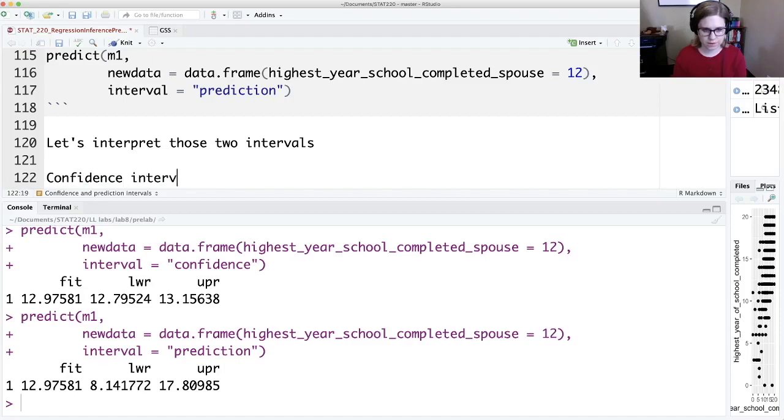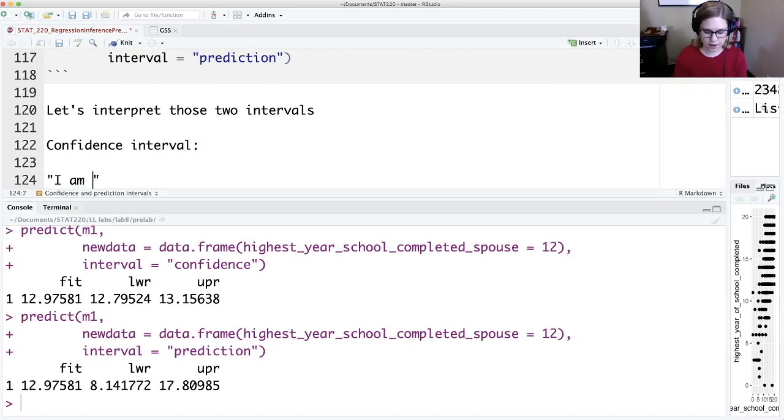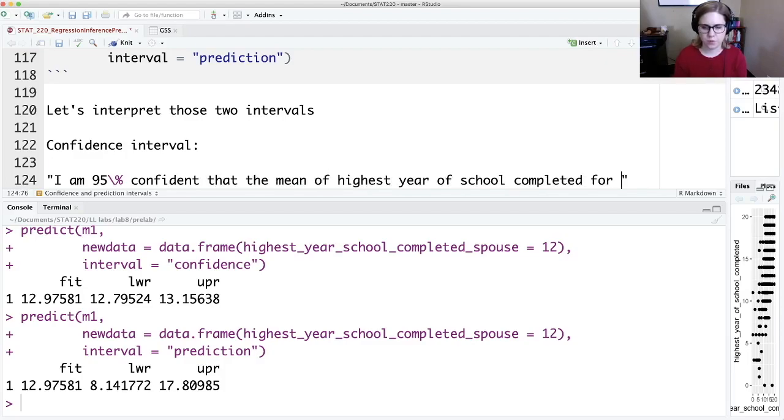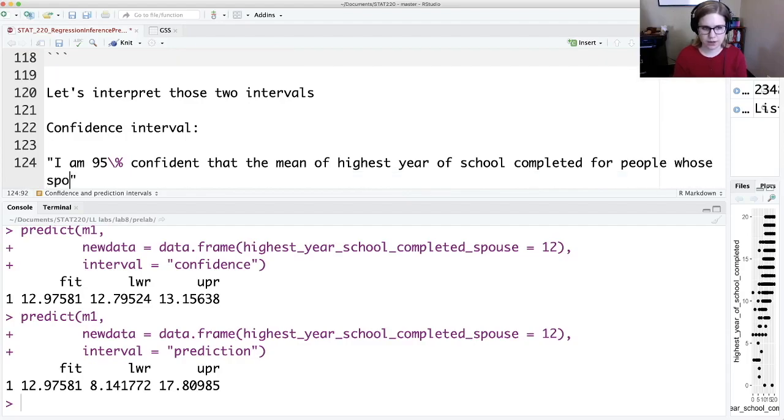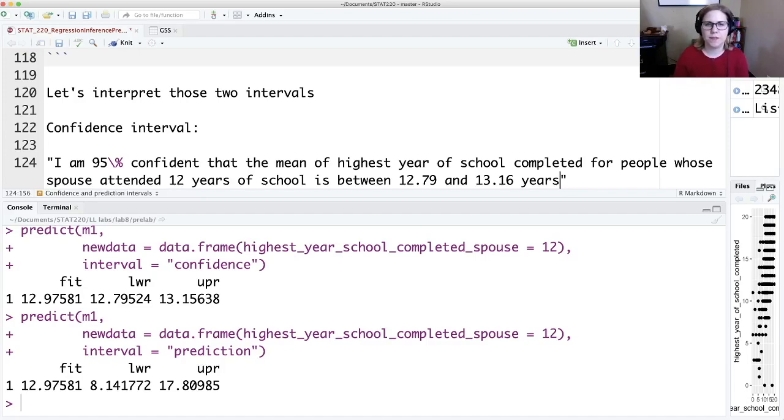So let's do interpretation for the 2 intervals. Let's start with the confidence interval. I would say I am 95% confident that the mean of highest year of school completed for people whose spouse attended 12 years of school is between the bottom of the interval, 12.79, let's say, and 13.16, let's say, years. So I'm 95% confident that the mean is going to be between these 2 different numbers.